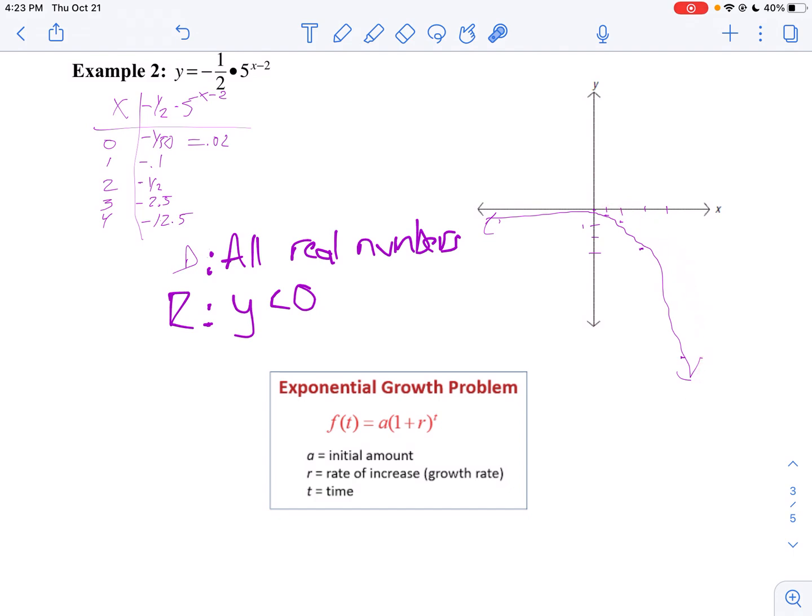Now when we look at exponential growth, this is just a different way of writing it. We have a times 1 plus r to the t power. The reason it's 1 plus r is because you're growing. Remember when we said we were doing growth here, this never had to be bigger than 1. So r is going to be our growth rate, t is time, and a is our initial amount.